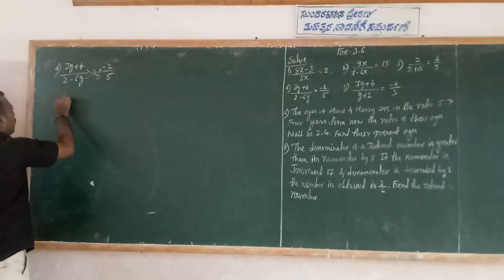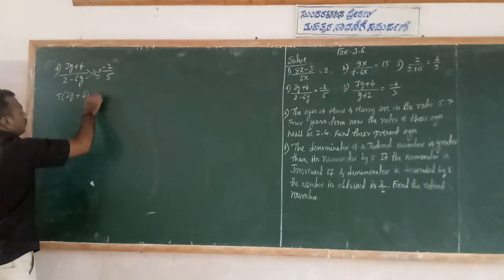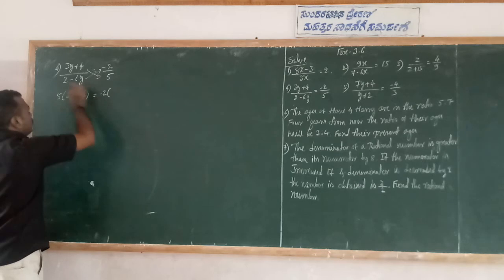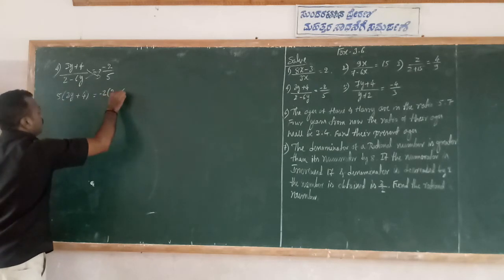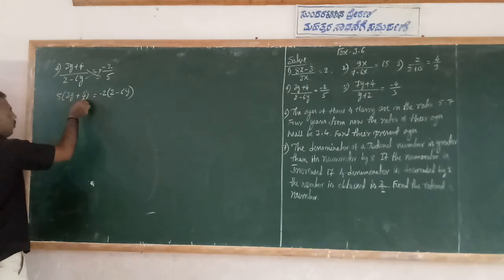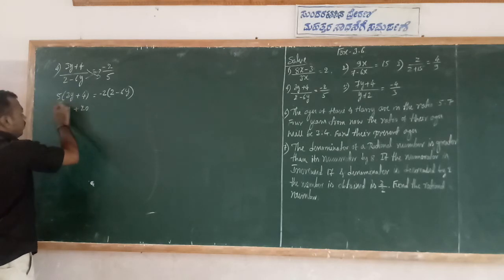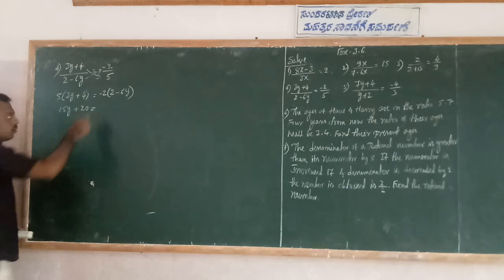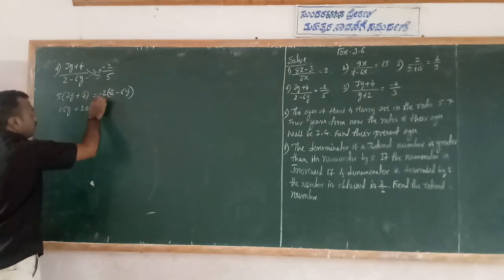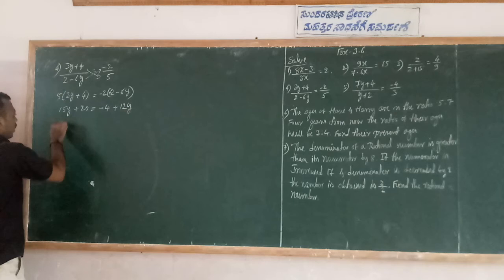5 into (3y plus 4). We have to multiply (3y plus 4) into 5, and it is equal to minus 2 into (2 minus 6y). Next, we have to multiply 5 to 3y and 5 to 4. So 5 3s are 15y, plus 5 4s are 20. It is equal to, minus 2 2s are minus 4, then minus into minus plus, 2 6s are 12y.